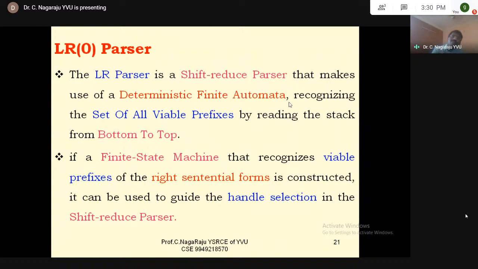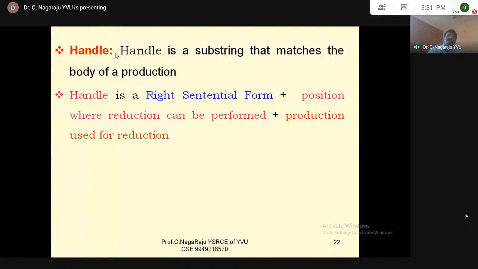Here viable means reliable, or all correct. A prefix is, the last one will show what is the prefix of this. If a finite state machine that recognizes the viable prefixes of the right sentential form is constructed, it can be used to guide the handle selection. A handle is a substring that matches the body of the production.